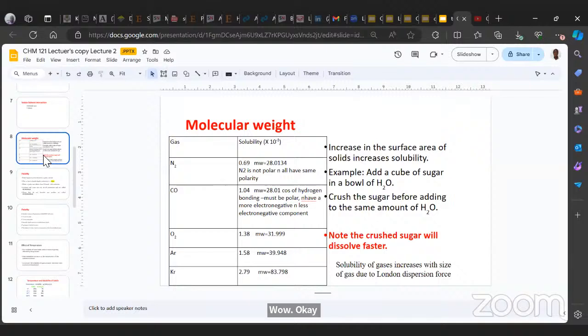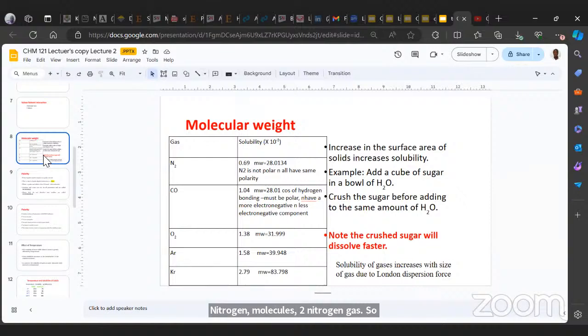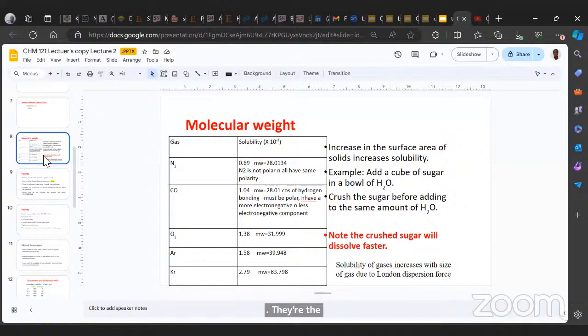They are the same. But in CO, the oxygen will pull the electron to one side, and so it will begin to attract hydrogen. Hydrogen bonding will increase the bond, so it would dissolve less in water or in other gas, and so its solubility would reduce. So do you understand what I'm trying to say here? Can I get a response?